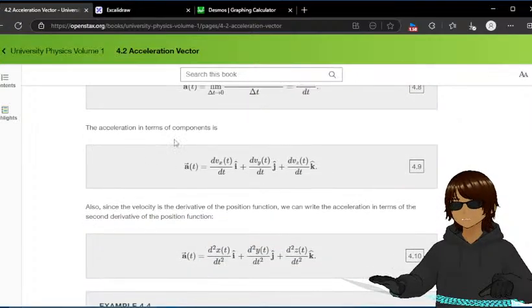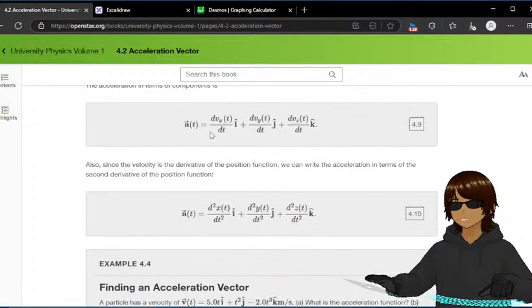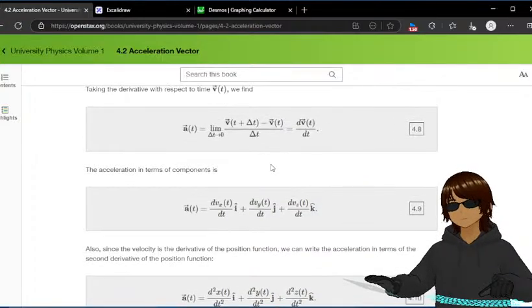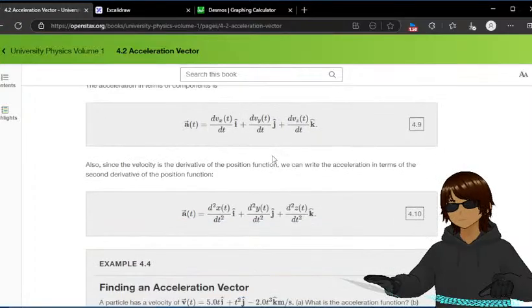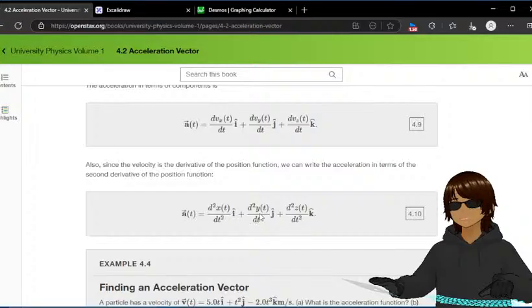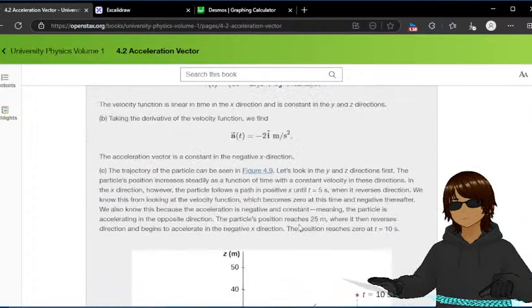okay, the acceleration in terms of components is this. So taking the derivative of the velocity in each component. Also, since the velocity is the derivative of the position function, we can write the acceleration in terms of the second derivative of the position function. So second derivative in the x direction, second derivative in the y, second derivative in the z.